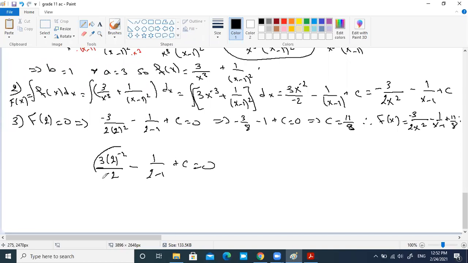Okay, you will put this on the calculator, I know. You will get negative 3 over 8. And if you want to continue from here without using the calculator, you are going to write 3 over negative 2 times 2 squared. And the denominator will be 2 squared. Okay, fine.